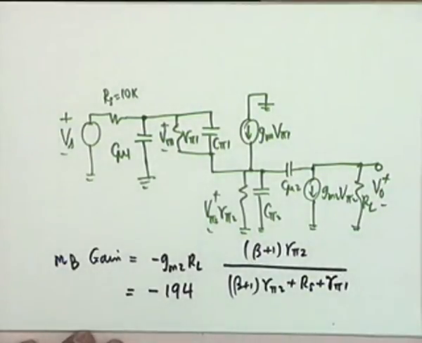Obviously, because the I sub c's are the same, the Gm's are the same. That's why I didn't make a difference between beta 1, beta 2, R pi 1, R pi 2. They are all identical because the I sub c's are equal. Okay. Now about the time constants.